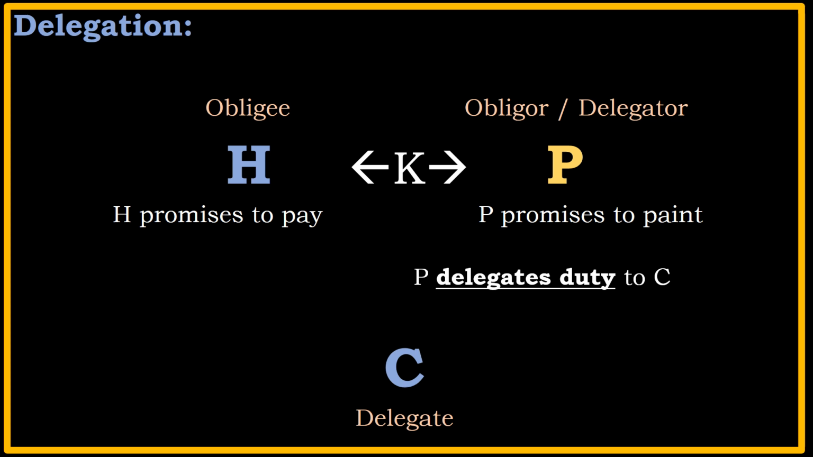Now, one important thing to remember about the delegation scenario is that when painter delegates her duty under the contract to C, so that now C will perform the painting services for homeowner, painter has not transferred her duty to C, she has only delegated her duty to C. What's the difference? Because painter has not transferred her duties to C, painter is still liable for the duties under the contract. So if C performs the painting services horribly, P is still liable to H for breach of contract under this contract.